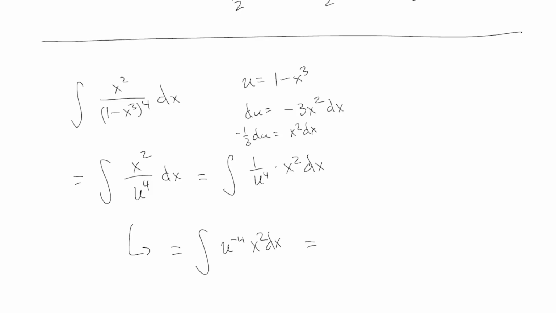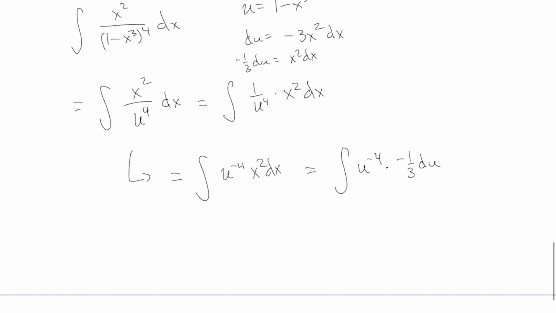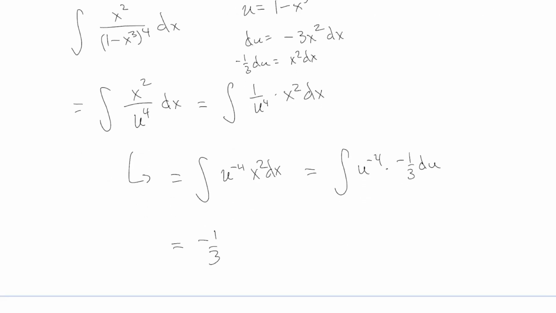And so this becomes the integral of u to the minus 4 times negative 1/3 du. And then we can move the constant outside of the integral sign, and everything is all ready to do the antiderivative like that. All right. Now the hard steps are over at this point. From here, it's just a matter of doing the antiderivatives. I hope everybody is with it up to this point.